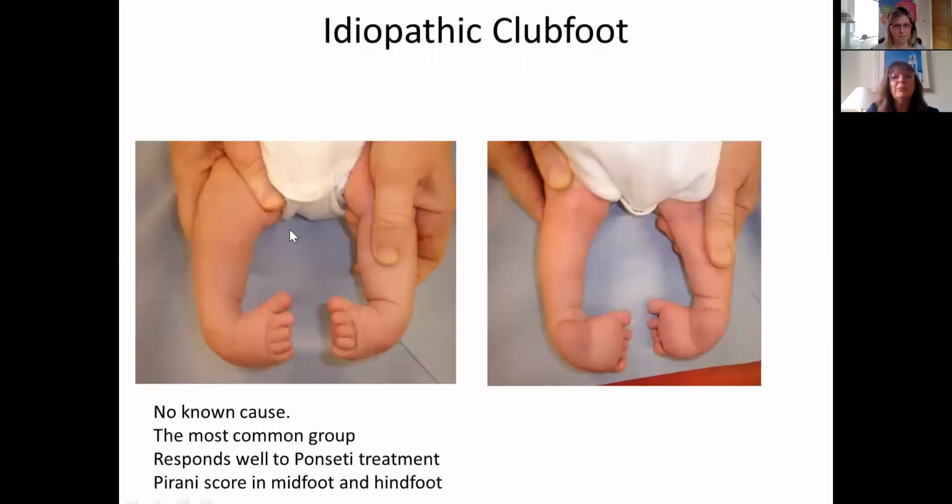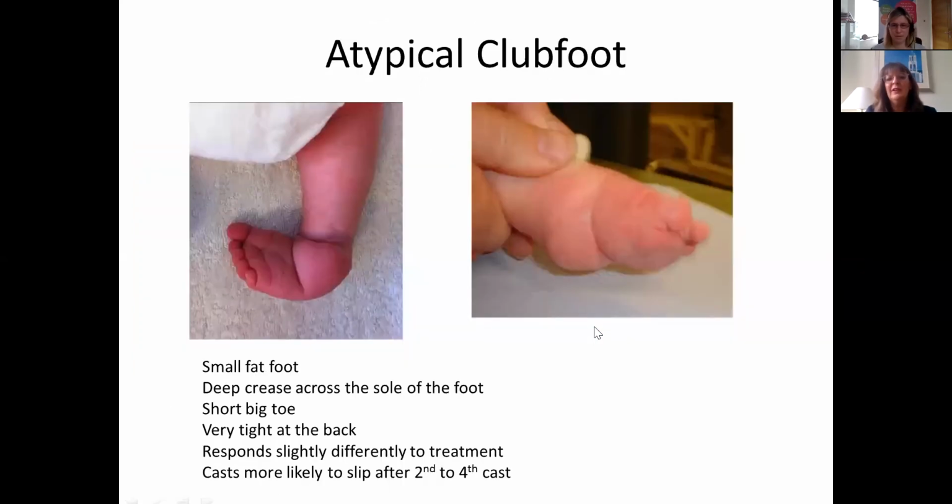And if we go back to the previous slide, you see that the crease is really just on the inside part of the foot. It doesn't extend right the way across, as opposed to this crease, which comes right the way across. There's a short big toe. So the big toe appears shorter than the second or third toe. And they're often very, very tight at the back. Not always, but often very tight at the back.